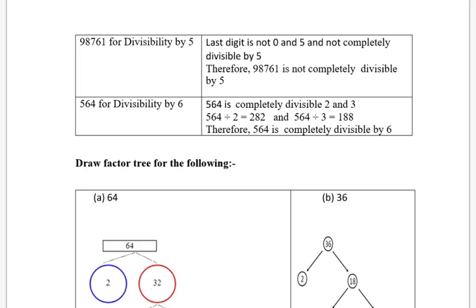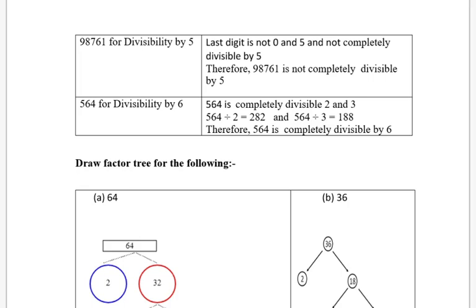Next, 564 is divided by 3. Now we have to check whether your answer is correct or not. Definitely your answer will be 188. It means that 564 is completely divisible by 6. Okay.